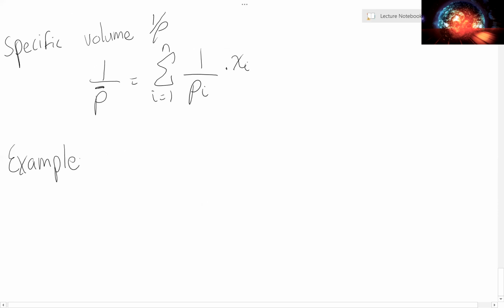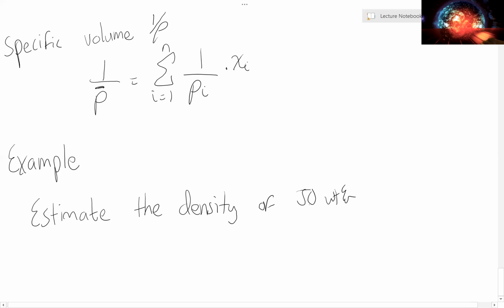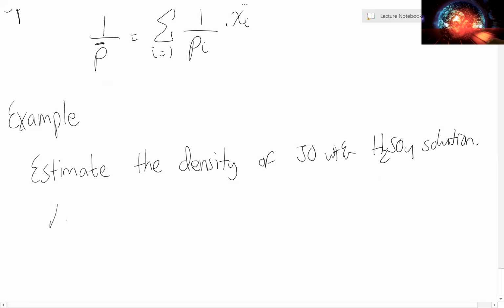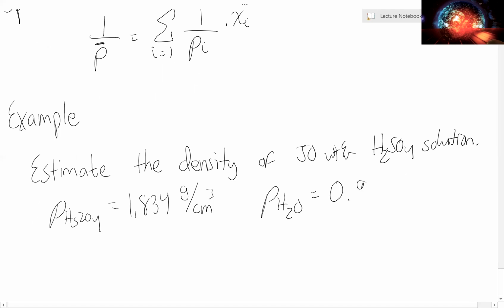So let's take a quick look at an example. If I wanted to estimate the density of a 50% aqueous solution of sulfuric acid, knowing that the density of sulfuric acid is about 1.834 grams per cubic centimeter, and that of water is 0.998 grams per cubic centimeter.